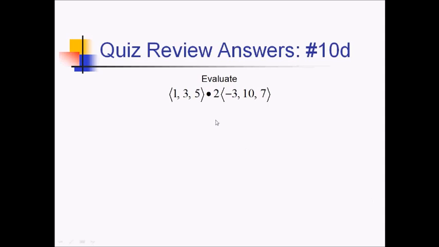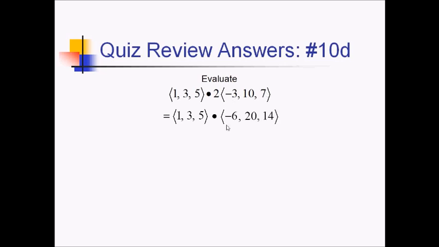For this problem, we're dot multiplying. Before we go ahead and do that, though, it might make sense to distribute this 2 to one of these vectors. I'm going to use the second one here. So we have this original 1, 3, 5 vector, and over here we've got negative 6, comma 20, comma 14.